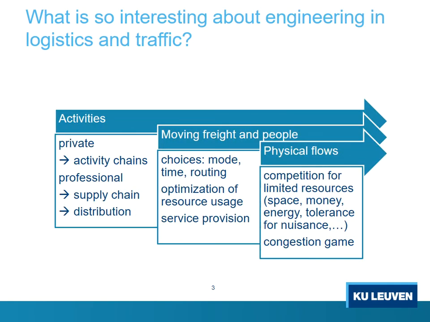You can look at transportation systems on different levels in which many different players operate, and they are constantly in complex interaction. You have the level of activities of individuals and their activity chains, but also of companies with their supply chain and distribution strategies. This leads to the desire for moving freight and people and many choices related to that. Finally, there is the operational level where flows of vehicles and objects compete for resources in our physical transportation infrastructures.